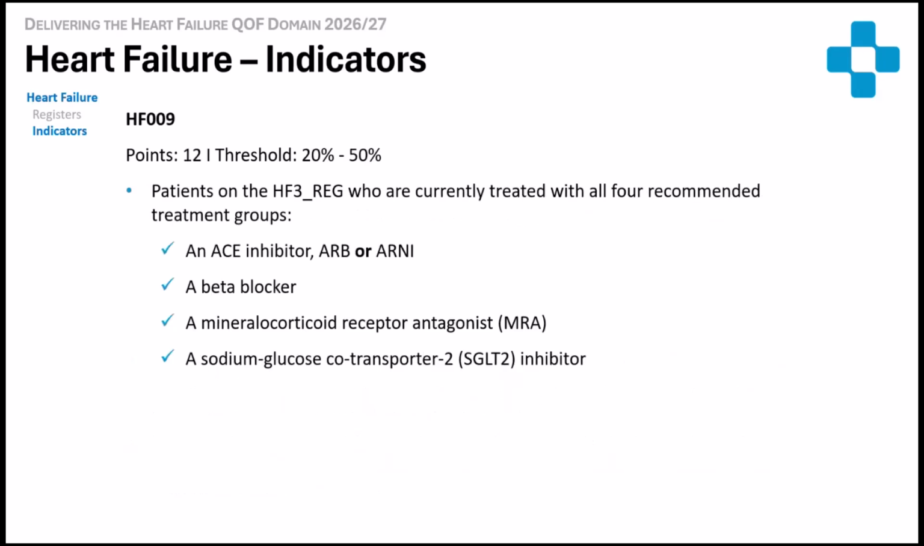This particular one relates to the medication therapy for these patients. So this one is looking at that second register, which relates to the patients not just with heart failure, but also where it's due to the reduced ejection fraction, who are currently treated with all 4 of the recommended treatment groups. So they must have either an ACE inhibitor, an ARB, or an ARNI. They must have a beta blocker, they must have an MRA, and they must have an SGLT2 inhibitor. So all 4 of those pillars essentially have to be recorded.